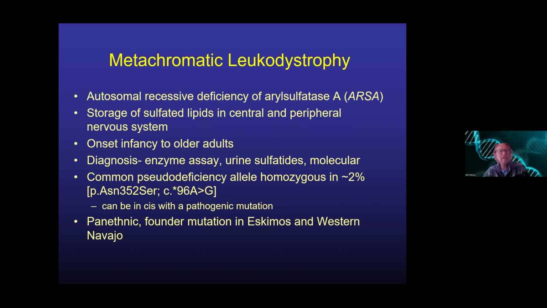Turning to metachromatic leukodystrophy, this is autosomal recessive deficiency of arylsulfatase A. There's a storage of sulfated lipids in the central and peripheral nervous system. It has its onset from infancy to older adults, and it's diagnosed by enzyme assay, urine sulfatides and molecular testing. There's a common pseudodeficiency allele that is homozygous in about 2% of the population. And because it's so common, it can be in cis with a pathogenic mutation. So you've got to sequence the gene.